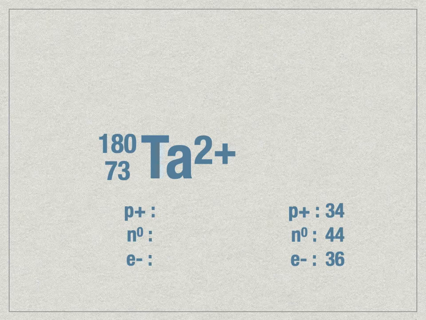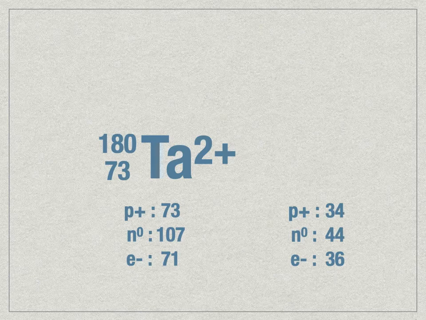It means there are 2 more positive things in this particle than there are negative things. And so if you have 73 positive things, then in order to get a 2 plus charge, you're going to have 71 negative things. Now here's the thing about figuring charge. Once you fix the protons, figure out your charge by adding or removing electrons.